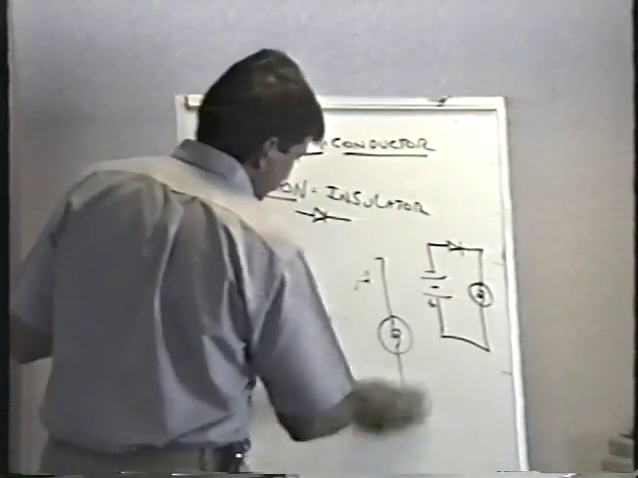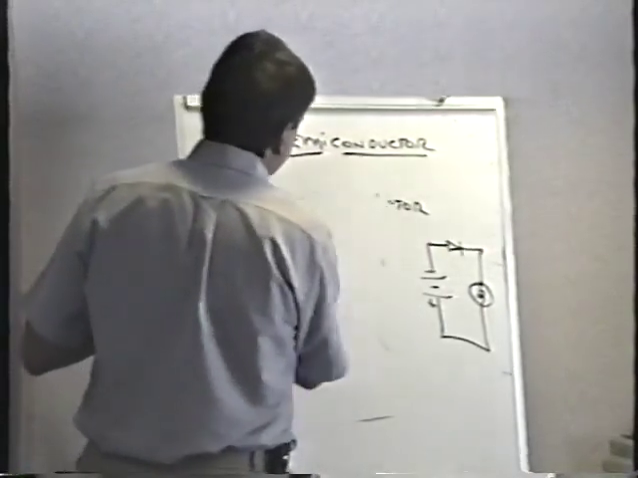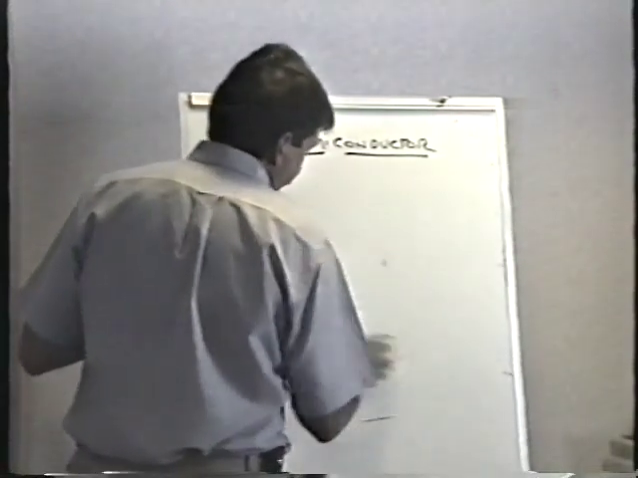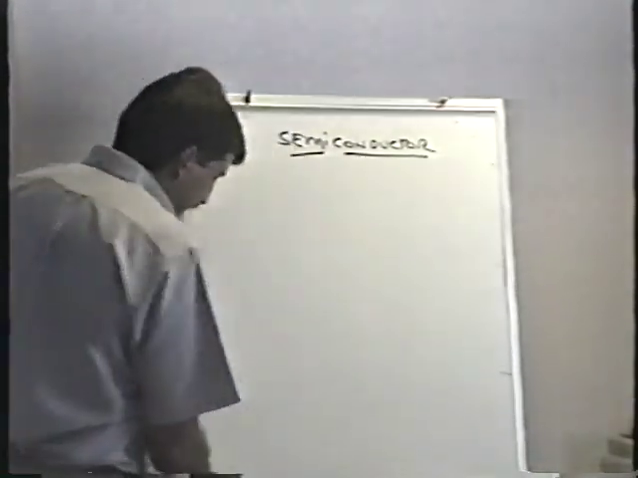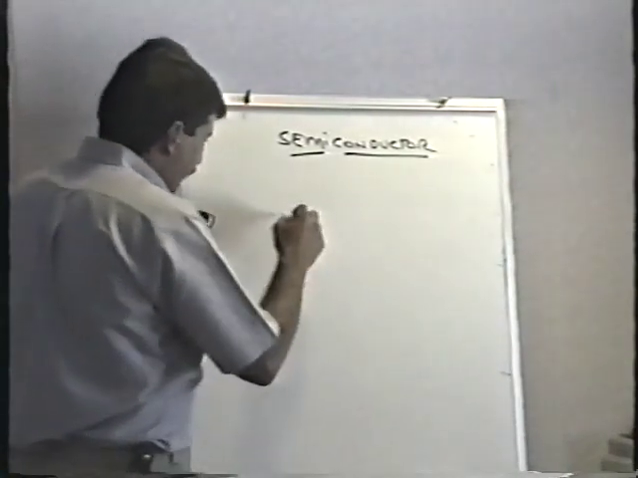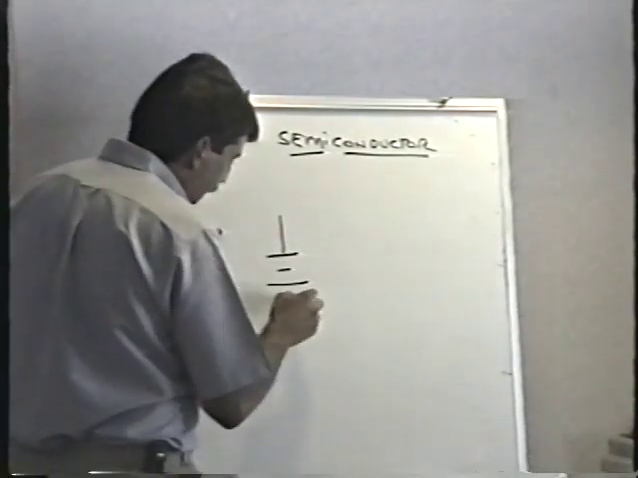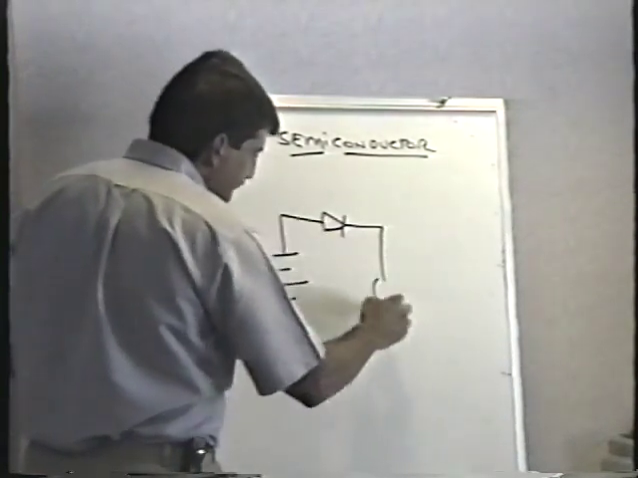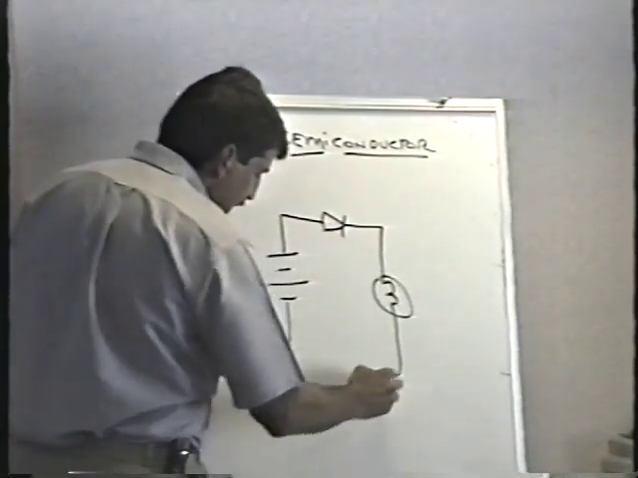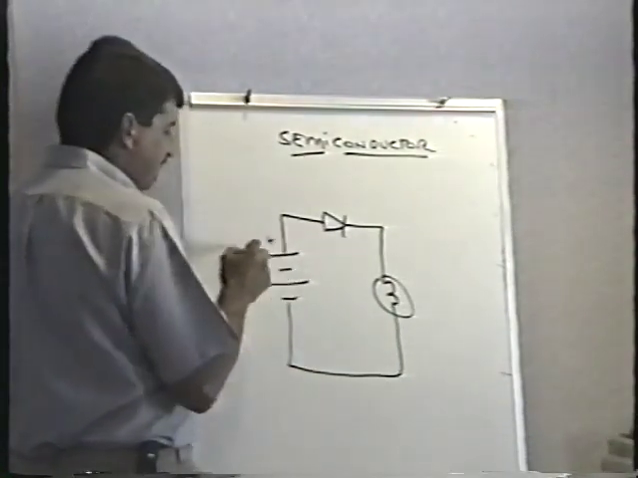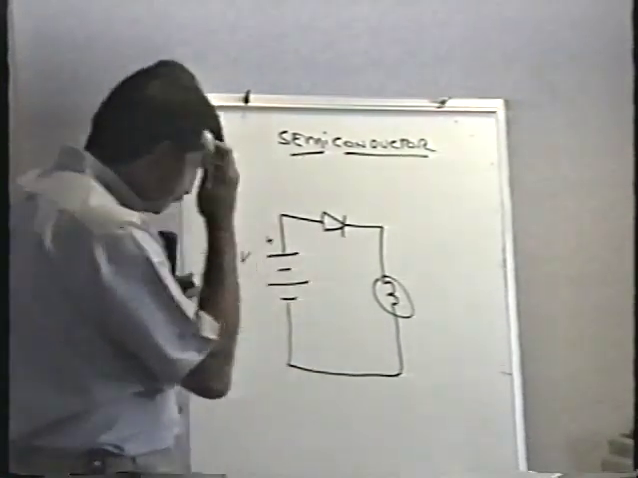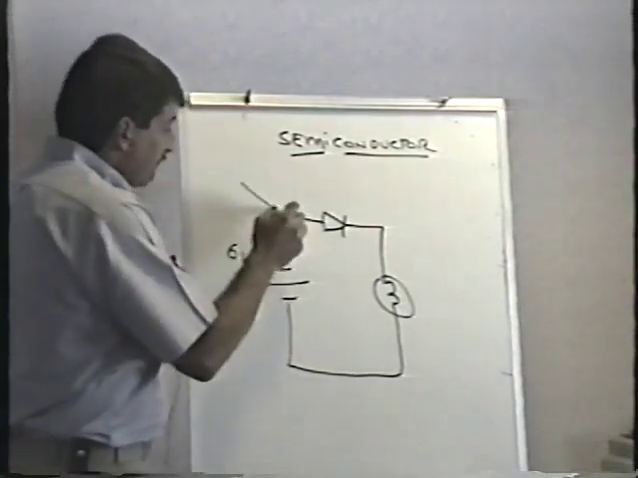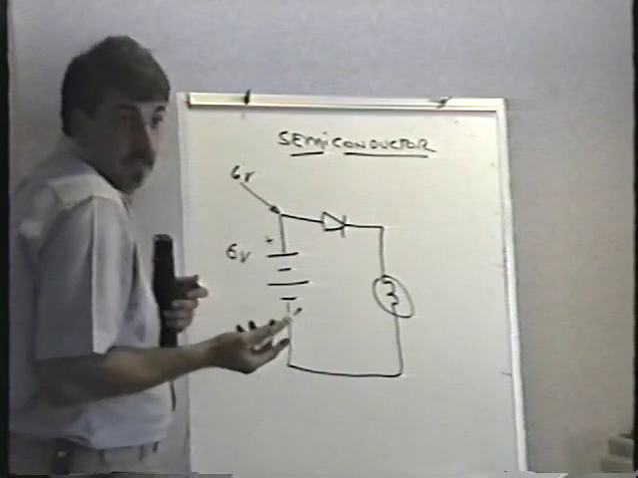Let me just redraw this here. Let's go back to our original circuit here. Here's the battery, the diode in series with the lamp, like this. And let's say we have a 6-volt battery, as I do here. Of course, that means that the voltage right here is 6 volts. That makes sense, doesn't it?